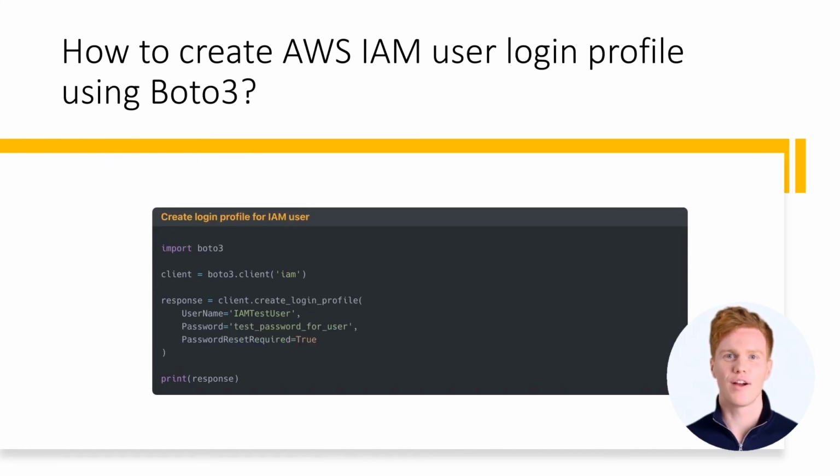IAM login profile creates a password for the specified user and provides access to AWS services through the AWS Management Console. To create the login profile for the IAM user, you need to use the Create Login Profile method of the IAM client that creates a password for the specified IAM user. A password allows an IAM user to access AWS services through the Management Console.